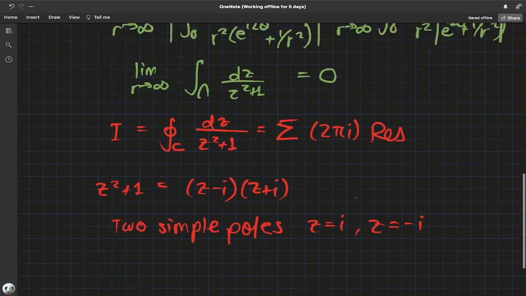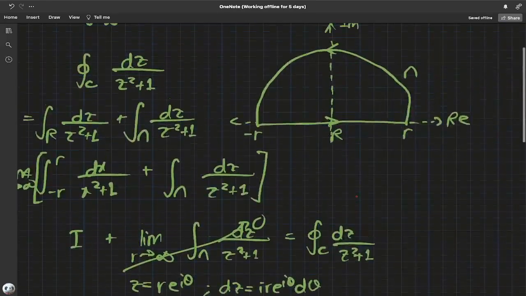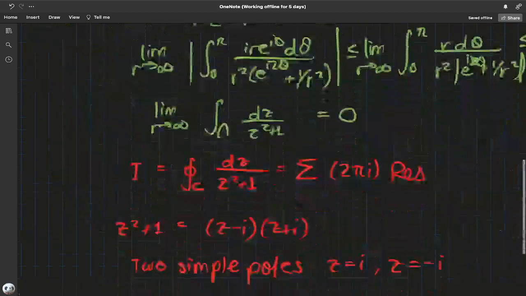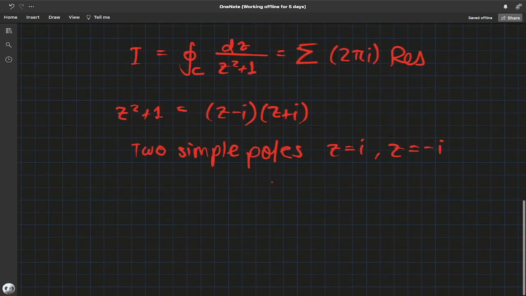So let's draw them on the diagram here. i will be a distance of 1 unit on the imaginary axis. Negative i will be the same in the negative direction. So clearly notice that i is inside the contour, so let's worry about that only. We don't really care about negative i. It's outside the contour. If you remember the tenets of the residue theorem, we just need to worry about this.